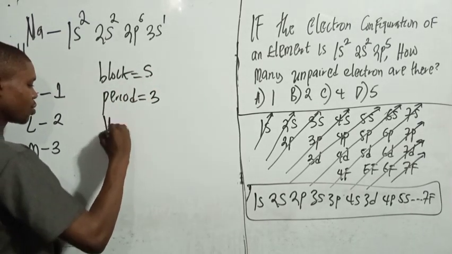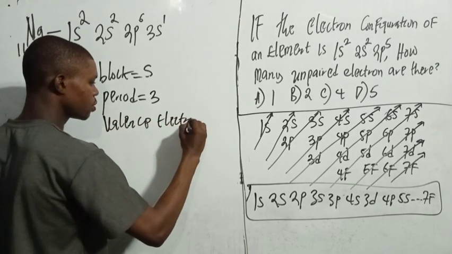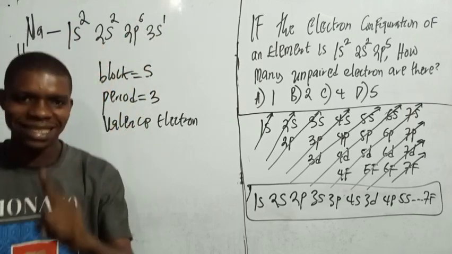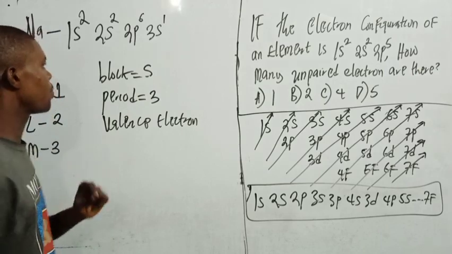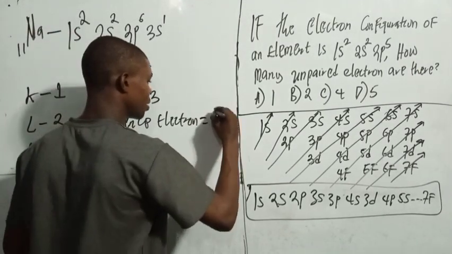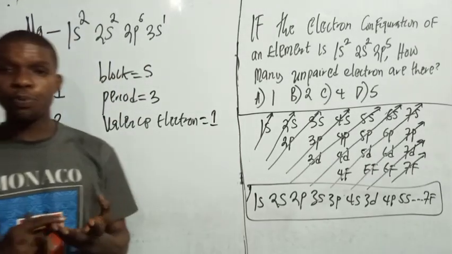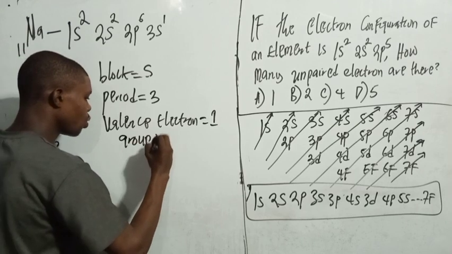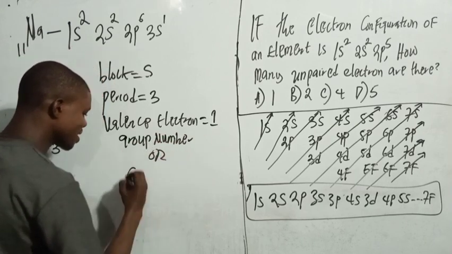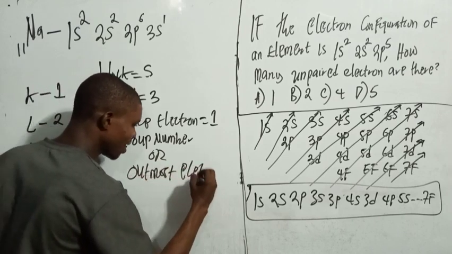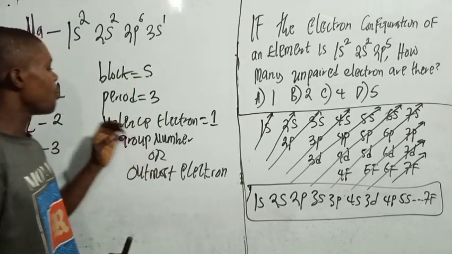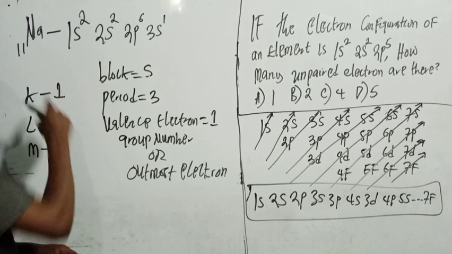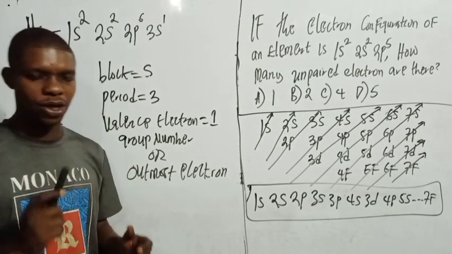Now, what is my valence electron? Once you get your highest energy level here, you look at the electrons there. How many electrons do we have here? We have 1 electron. You get that? Because we only have 3s1 in the M shell, it's going to be 1. Remember, valence electron is the same as the group number or the outermost electron. Please take note of this. So my valence electron or group number or outermost electron is 1. It means that in the periodic table, sodium is found in group 1.